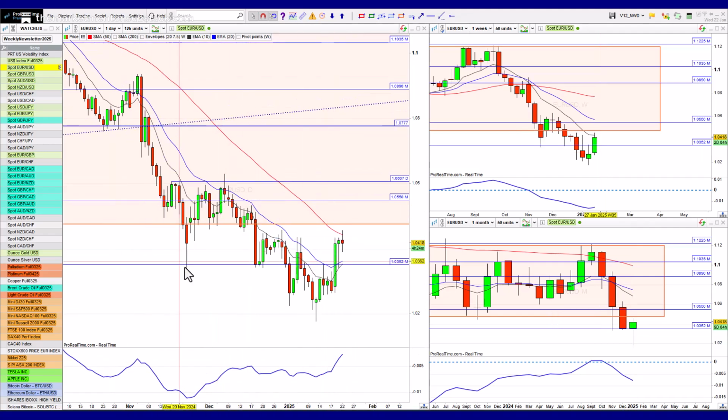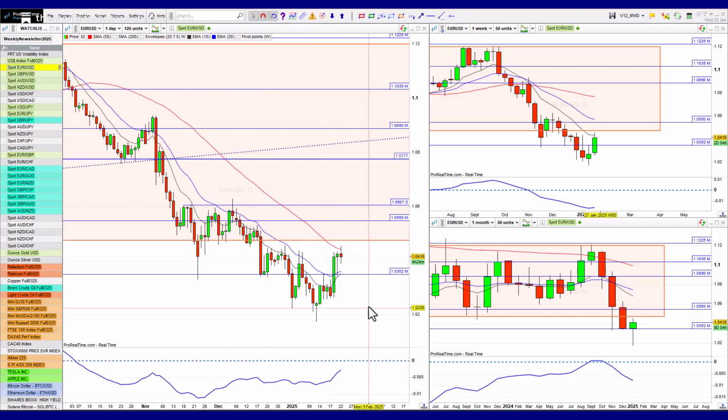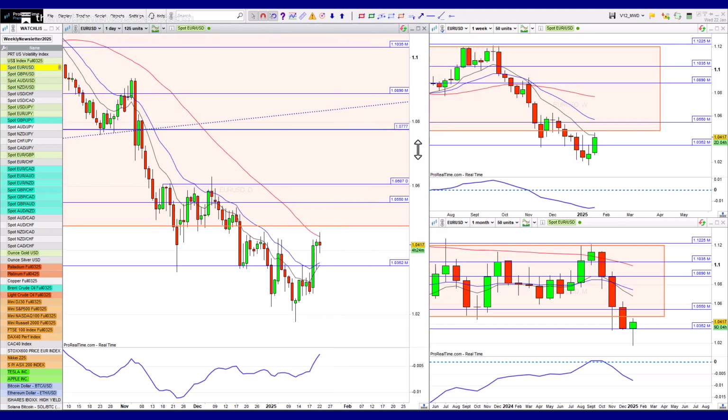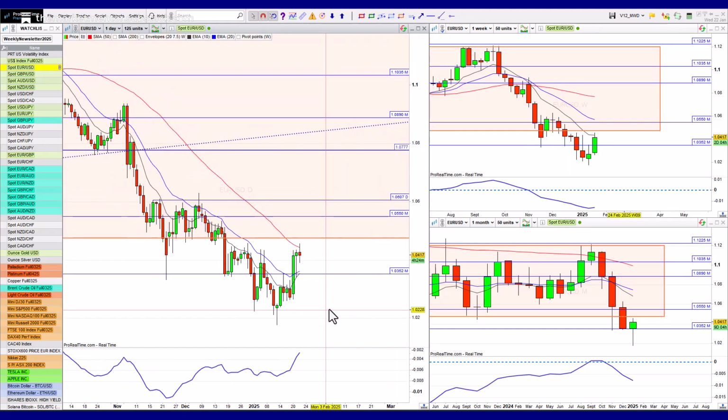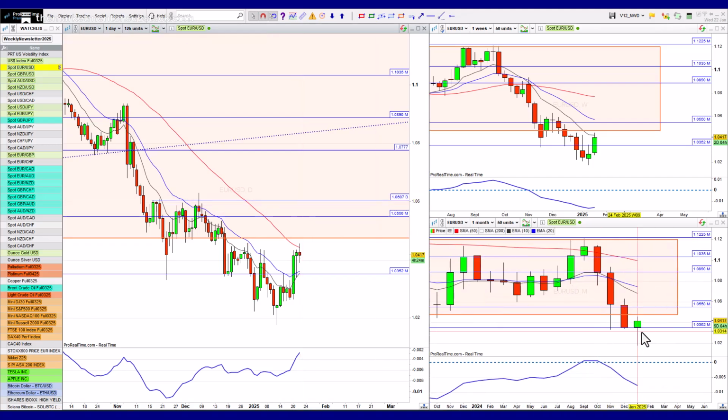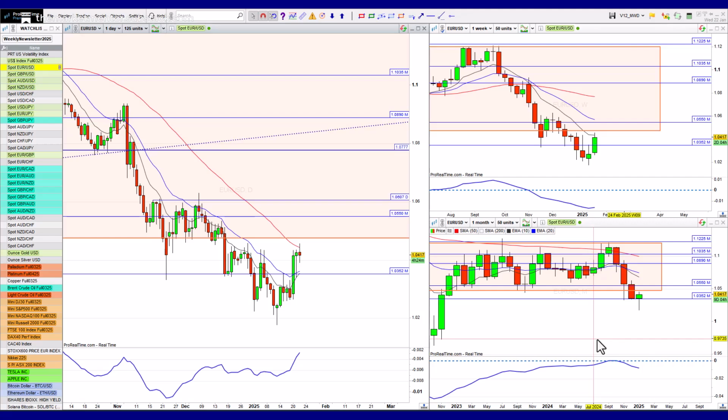First of all, we've got euro dollar here starting to slow down. We could see a bit of bullish divergence here. Now, that doesn't mean a change of trend is guaranteed. At the very least, what I would expect it to do is potentially do a correction to the upside here. So you can see a bit of a bullish monthly candle forming at the moment.